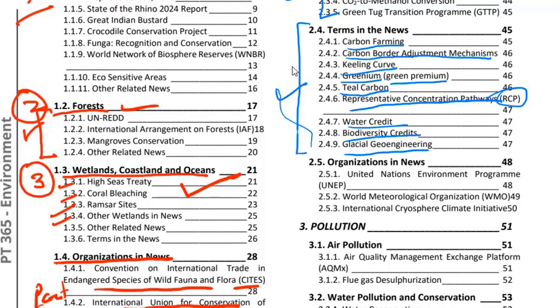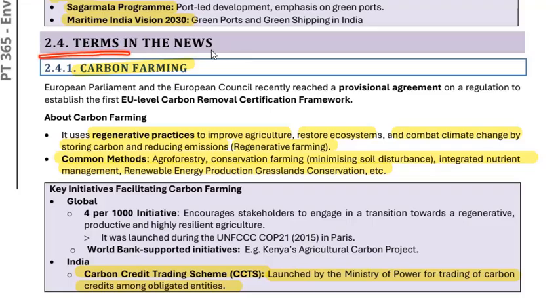Let's continue with our topic. Let's see 2.4 terms in news. The first term here is carbon farming. This was in news because European Parliament and European Council recently reached a provisional agreement on regulation to establish the first European Union level carbon removal certification framework. This topic, carbon farming, in itself is important for prelims, but you don't need to remember all these points. You need to understand the term, this carbon farming.